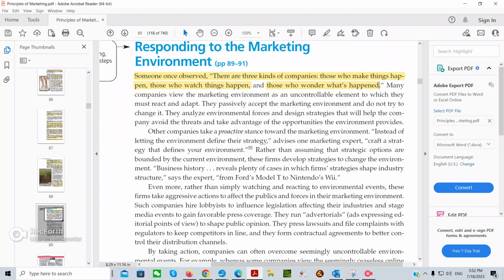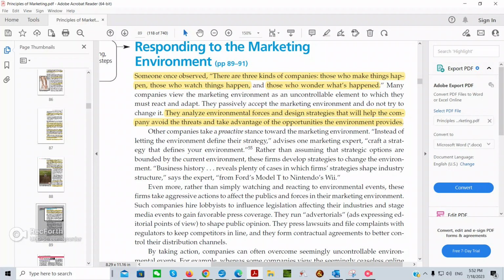Many companies view the marketing environment as an uncontrollable element to which they must react and adapt. They passively accept the marketing environment and do not try to change it. They analyze environmental forces and design strategies that will help the company avoid threats and take advantage of opportunities the environment provides. Okay, now, that's an astute point because those three types of people, a lot of times marketing books don't say that. They just talk about theory. They don't talk about the types of people per se.